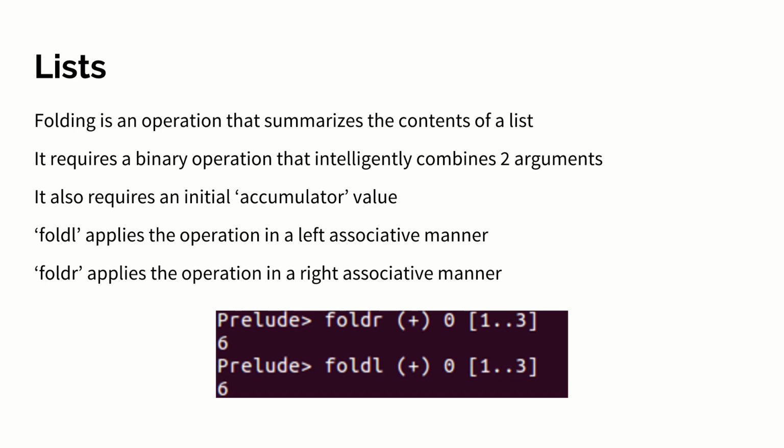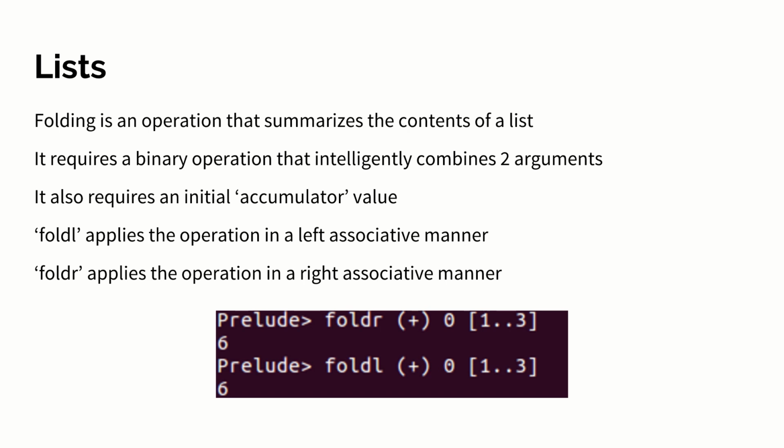Folding, like filtering, is a sort of meta operation. It takes a function that will operate over the members of the list as an argument. This supplied function to the fold should be a binary operation, meaning it combines two arguments. Importantly, notice the word combine. This function should be built to take two members of the supplied list and meaningfully combine them in an intelligent fashion.